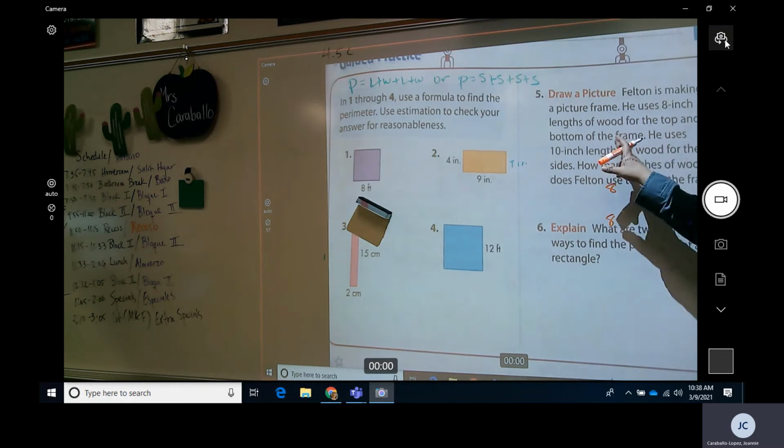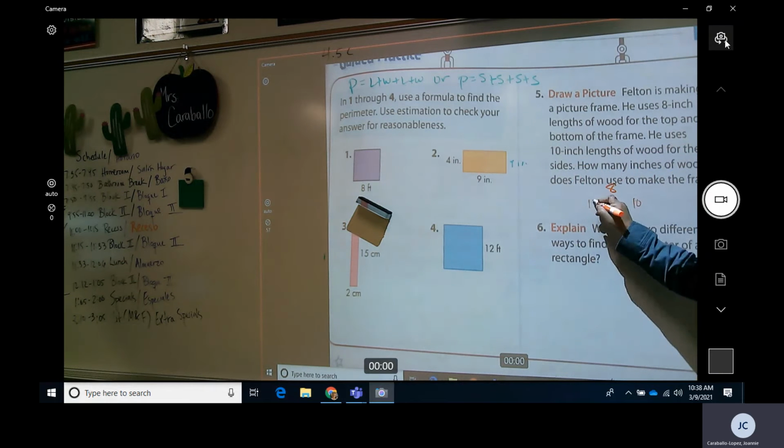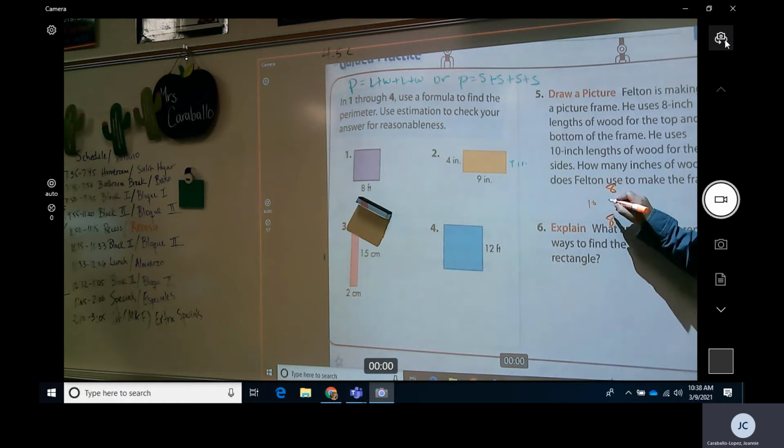Then it says, and he uses 10-inch lengths of wood for the sides. So I know the sides are going to be 10, correct? So what does that mean? It means that I'm going to have a rectangle like this, right? So then it's telling me now to find how many inches does Felton need to make the frame. So what's going to be my perimeter, guys? 36. 36 what? Inches. Okay? So this is what reading and being able to find the answer looks like. This is what I'm always telling you. If you read, you're able to find your answer, correct?